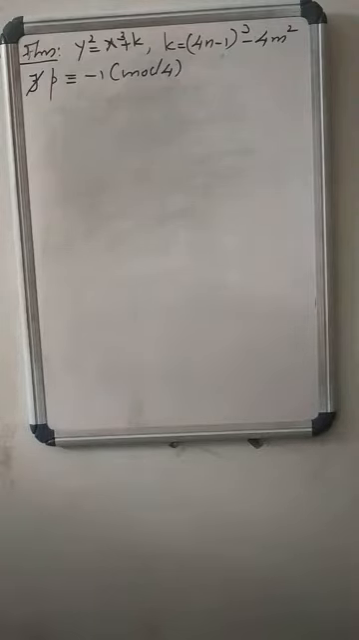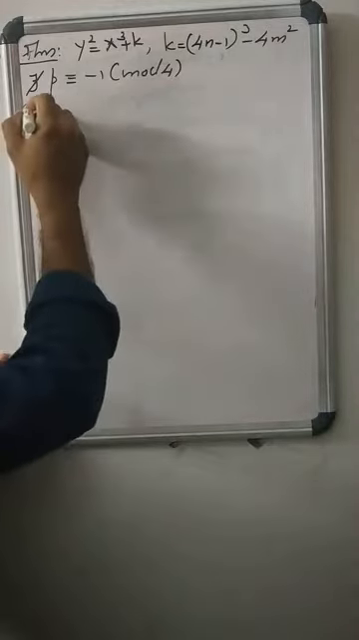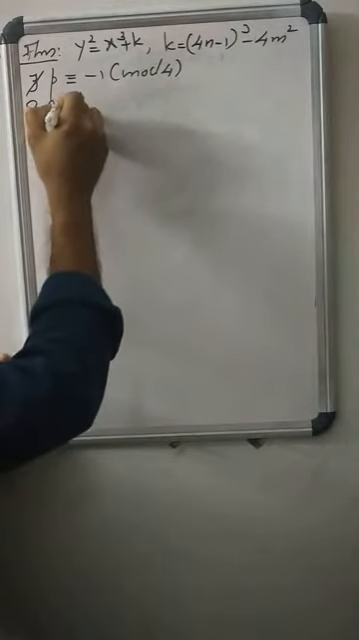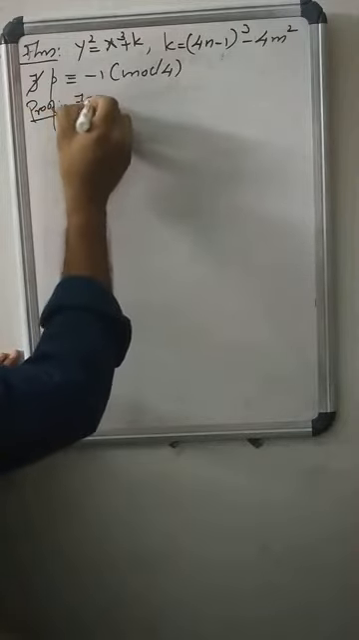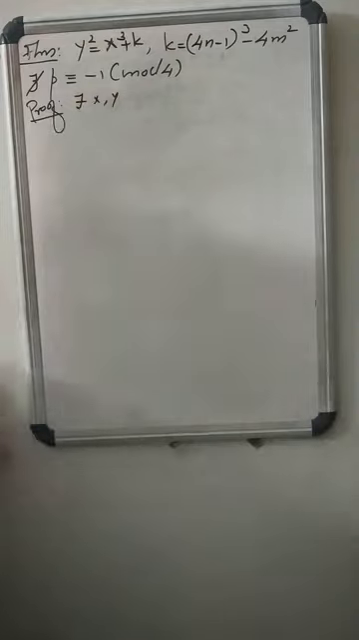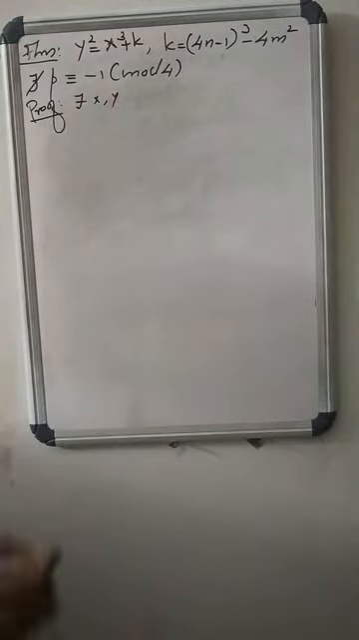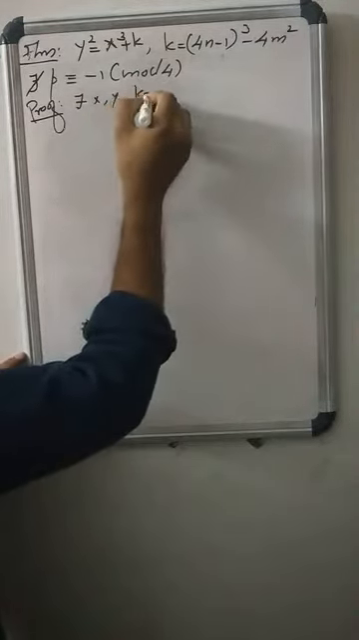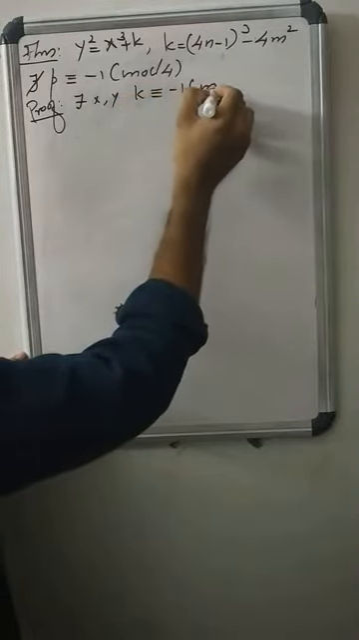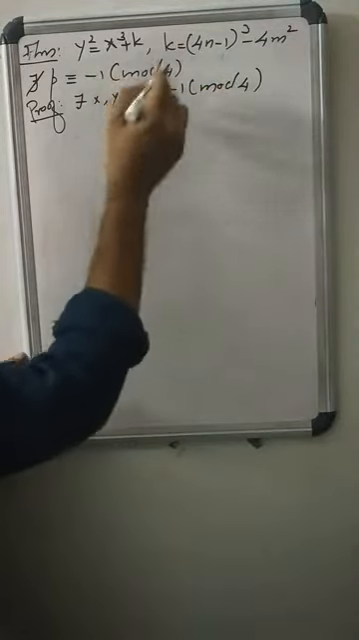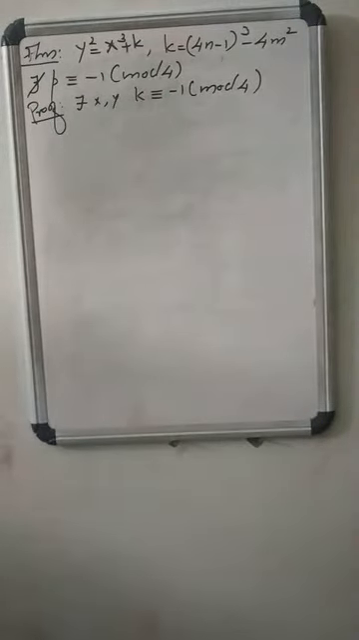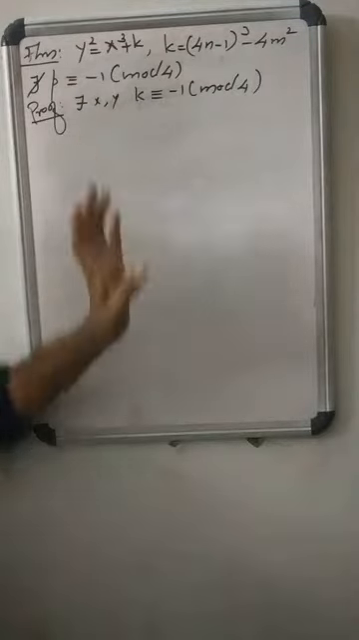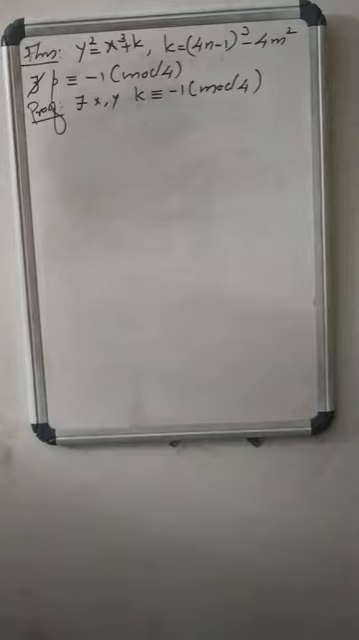Okay, how to prove? The proof is done by the contradiction method. If possible, there exist x and y such that k is congruent to minus 1 mod 4. So if possible, there exist x and y as solutions such that k is congruent to minus 1 mod 4.